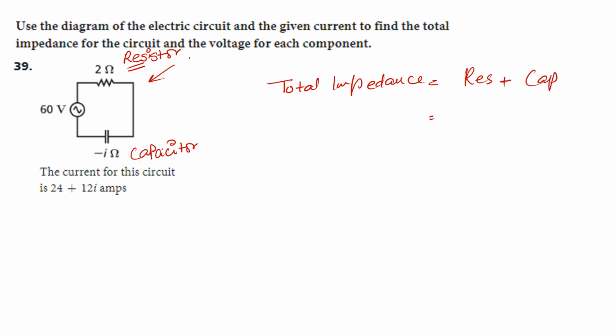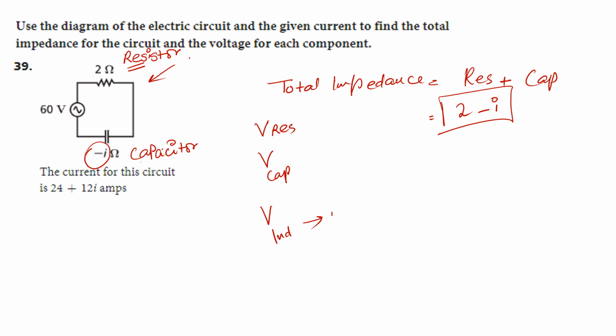The resistor is a real number, so write the 2 as it is. The capacitor is an imaginary negative number, and it is already written as such, so just write it as it is, and it is your total impedance. Now find the voltage of the capacitor and the voltage of the resistor. If they ask for the voltage of the inductor, you can say that there is no inductor in the circuit, so it is 0, of course.